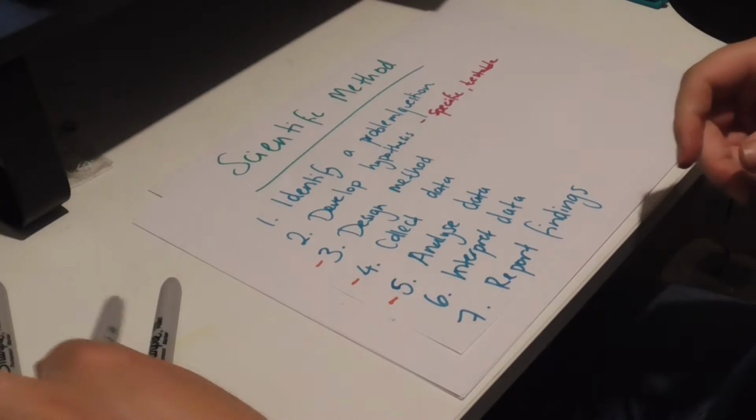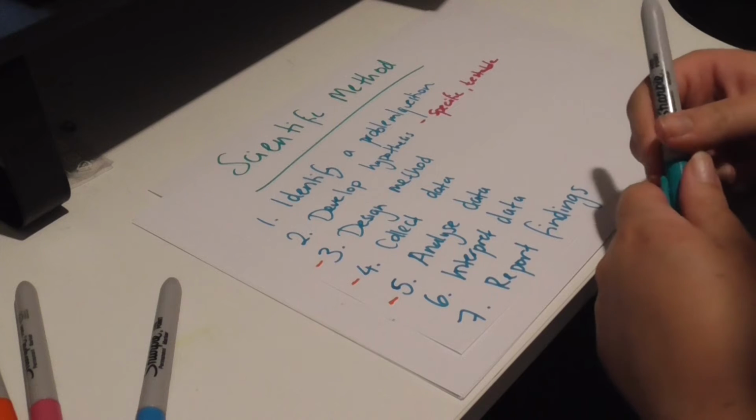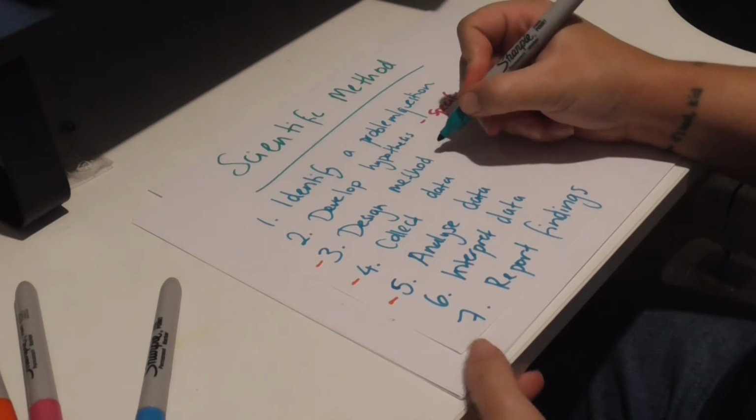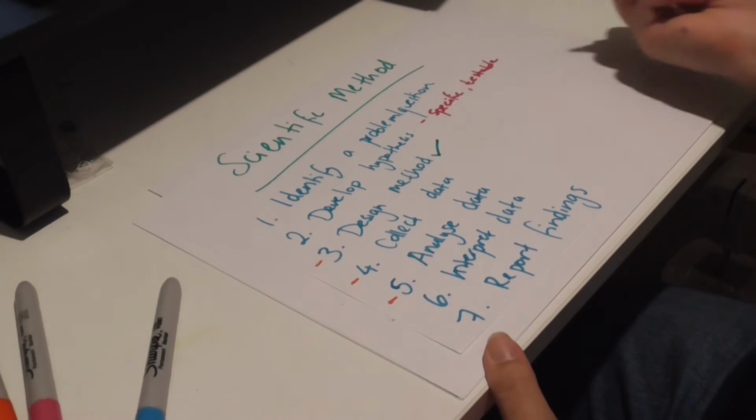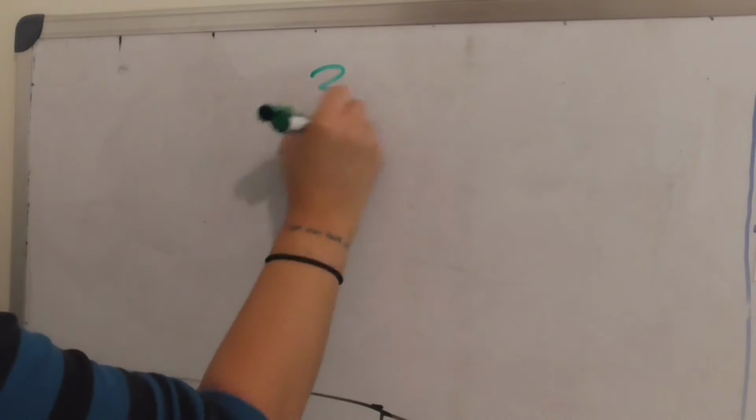Question that we want answered about behavior. We're going to look at step 3, designing the method. How do you answer your question? We need to design an investigation.